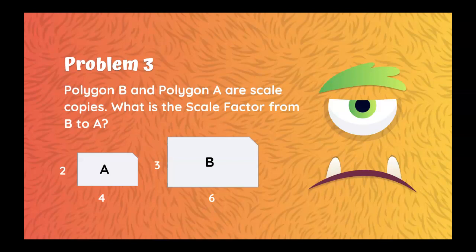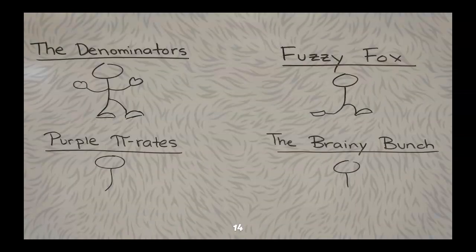So continue in problem 3. Anyone that gets it right, now the denominators are getting targeted. They got legs and arms drawn. Fuzzy Fox got a body and legs. Okay, so these all got extra features by people that got it right.